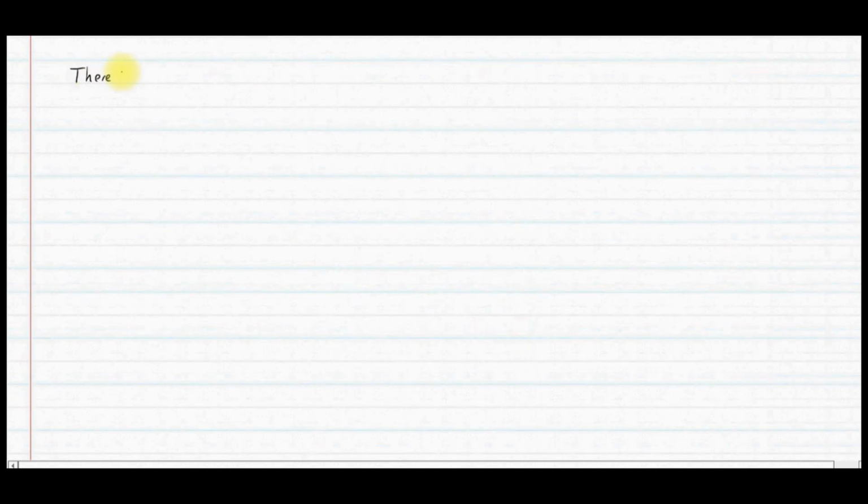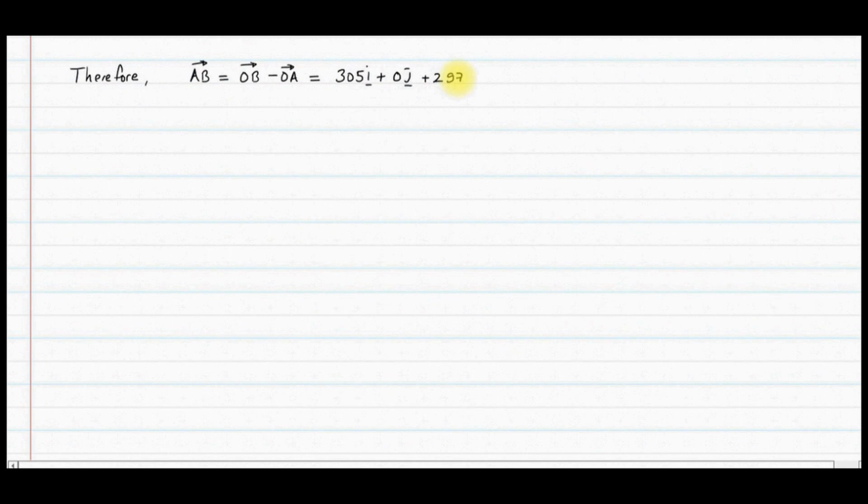Therefore, the vector AB is equal to the vector OB minus the vector OA, which is equal to 305i plus 0j plus 297k minus (5i plus 0j minus 3k). Therefore, the vector AB is equal to 300i plus 0j plus 300k.